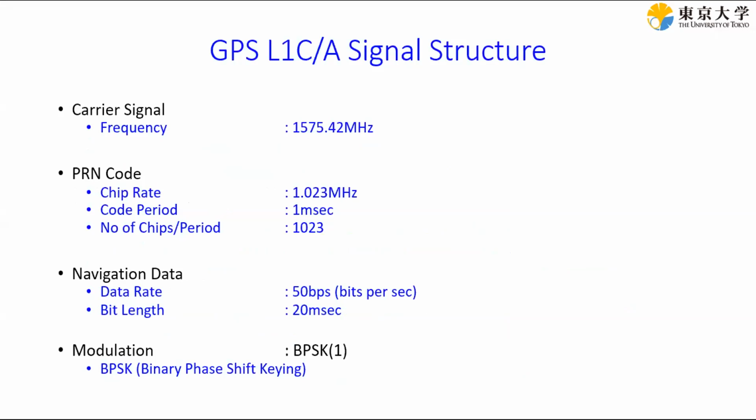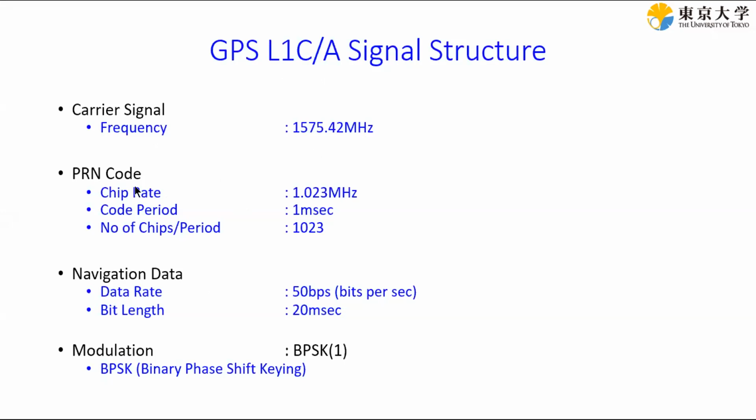So if you look at this, this is a very, very simple structure: carrier, code, and navigation data. That's all. Only three components. It's very simple, not like other Wi-Fi or communication signals. They have lots of many other different types of signals. But GPS is very, very simple. And for L1CA, so today we are referring only to L1CA, we have this frequency of 1575.42 megahertz.